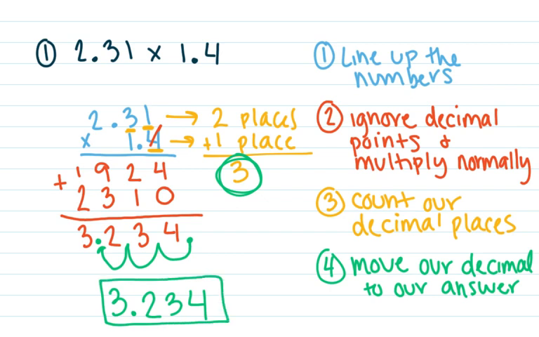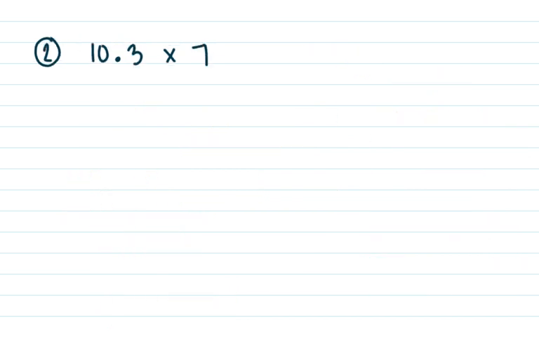1, line up your numbers, not the decimal points. 2, ignore the decimal points and just multiply. 3, count your decimal place values, so your decimal places. And then step 4 is move your decimal into the correct spot. Let's do one more problem to make sure you got it.